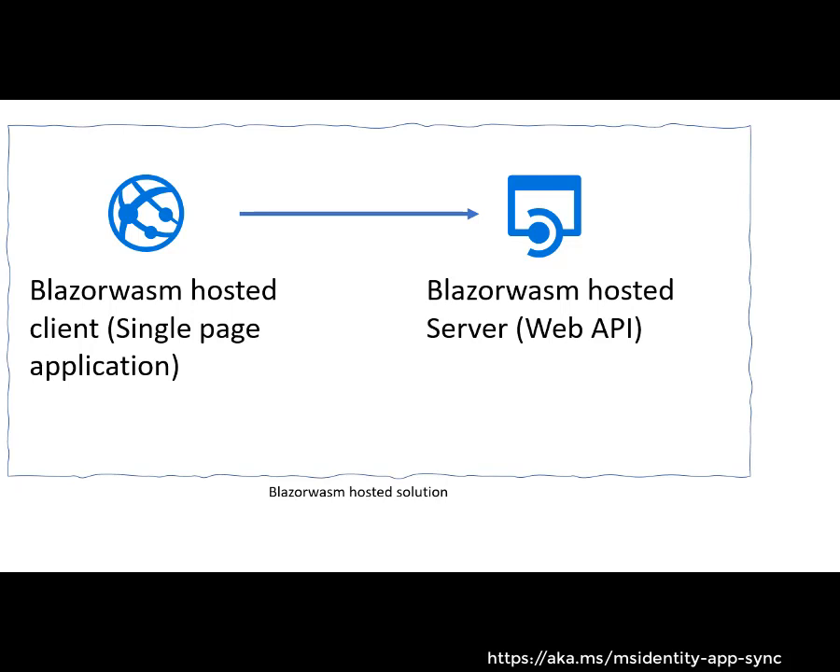Blazor WASM hosted projects are made of two parts. The first is a client, which is really a SPA, a single page application, and then there is a server, which is a web API, and the client calls the server. So you realize that you have two app registrations for one solution, and that's a lot of work to do in the portal and in the configuration file.